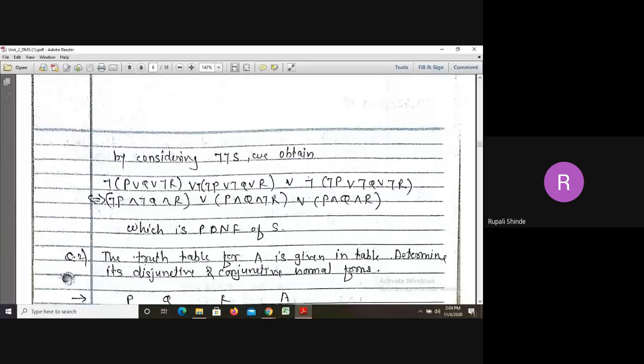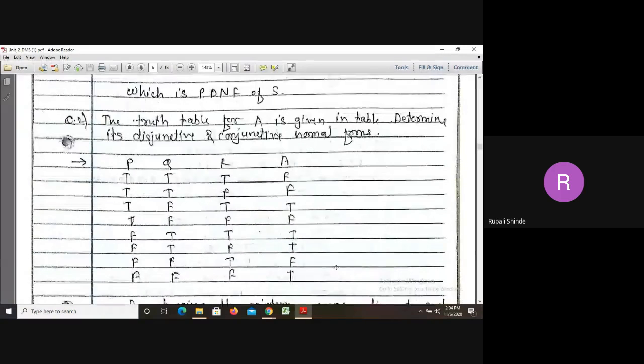Second question is given as the truth table for A is given in table. Determine its disjunctive and conjunctive normal form. This one you have to solve by using truth table method. Truth table is given here, and from that you have to design PCNF and PDNF. So first of all, tell me what is PDNF for this given formula. Look at this final column, that is column A, and observe where we have written T, F, and from that you can get PDNF and PCNF. So first of all, tell me what is the PDNF?